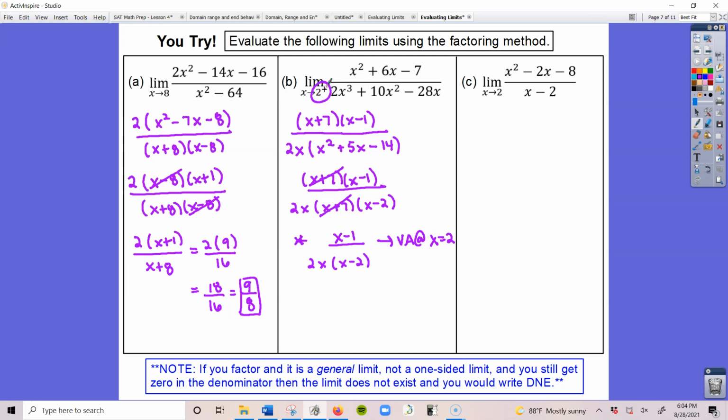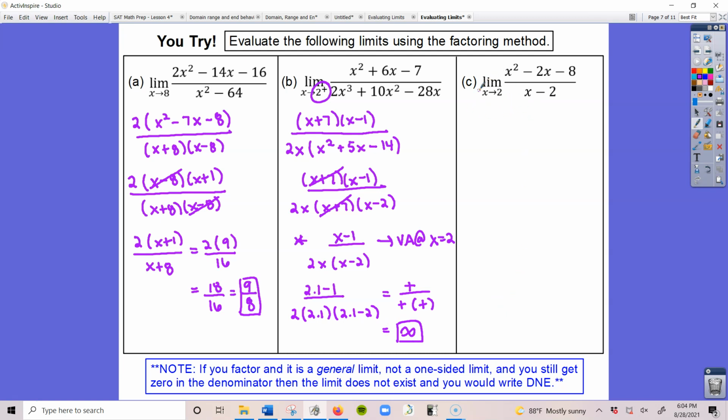Because this is approaching 2 from the right, I'm going to plug in 1 decimal point to the right of 2 and just take note of what the sign is. So I'm going to plug in 2.1. So that would be 2.1 minus 1 over 2 times 2.1 times 2.1 minus 2. Now 2.1 minus 1 is a positive number. 2 times 2.1 is positive, and 2.1 minus 2 is also positive. Everything is positive, so that means that my final answer will be positive infinity.